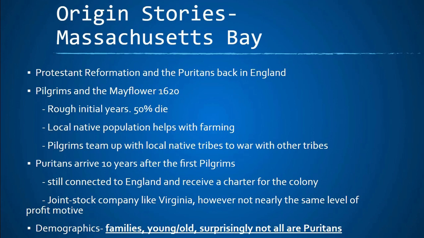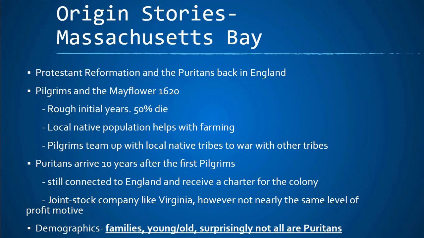The journey was rough, and they were blown off their course for Virginia and ended up settling farther north. Like in Virginia, the first year was difficult. 50% died. However, local Native Americans aided the Pilgrims and helped them farm the sandy region. In return, the Pilgrims allied with the natives to war with other tribes.